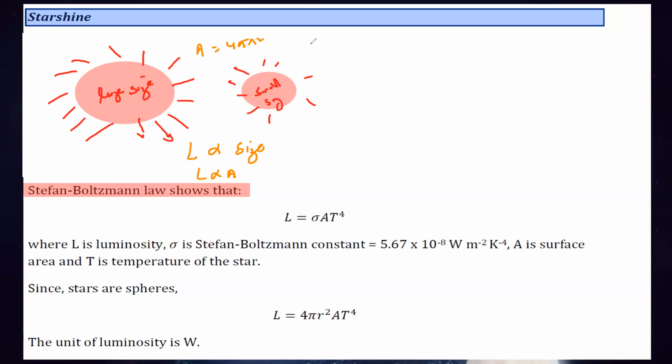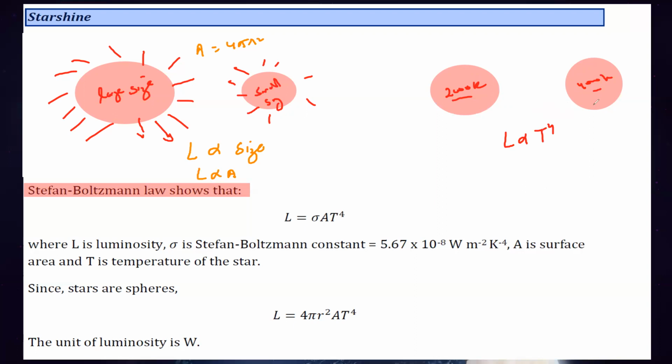The second thing, according to the Stefan-Boltzmann law: if we have two stars of the same size but different temperature, for example this one is 2000 Kelvin and this one is 4000 Kelvin. Two stars have the same size but different temperatures. The one which has a high temperature will have a high luminosity. And luminosity is proportional to the fourth power of the temperature. So this is 2000, this is 4000.